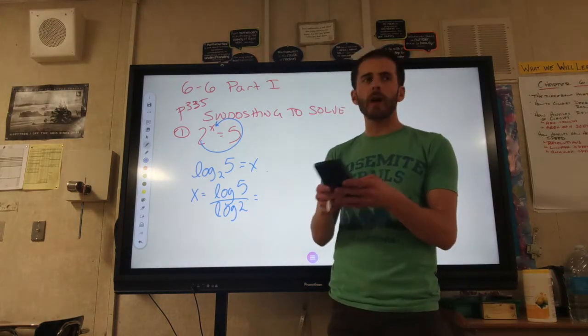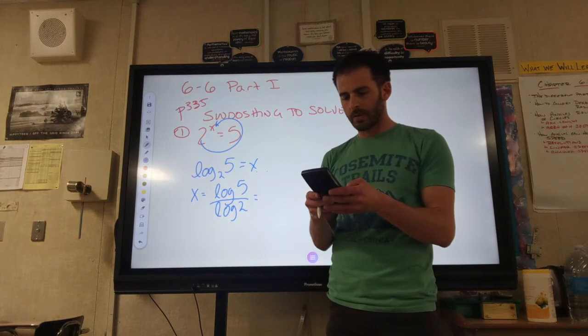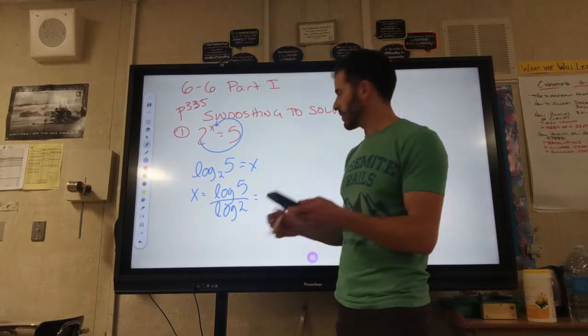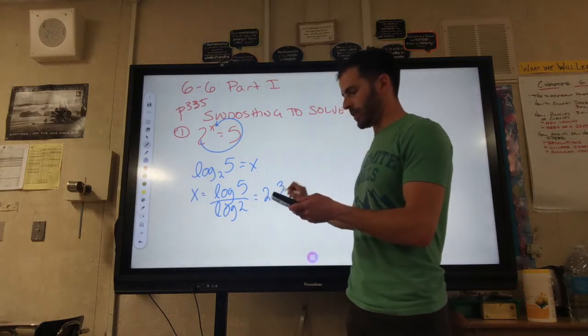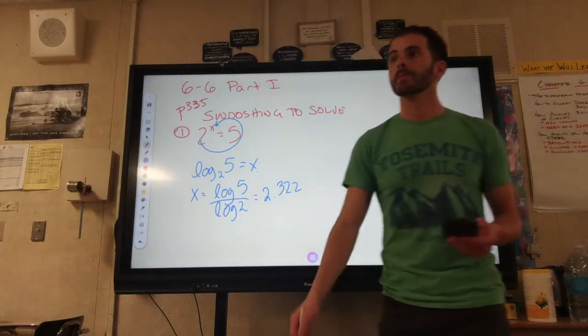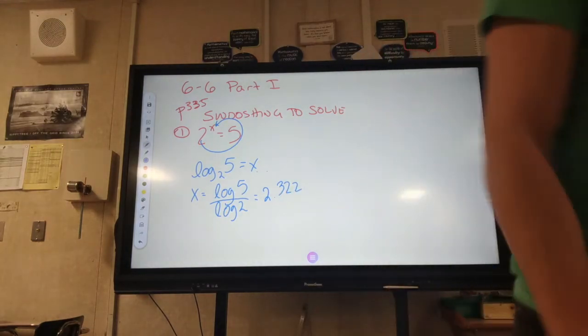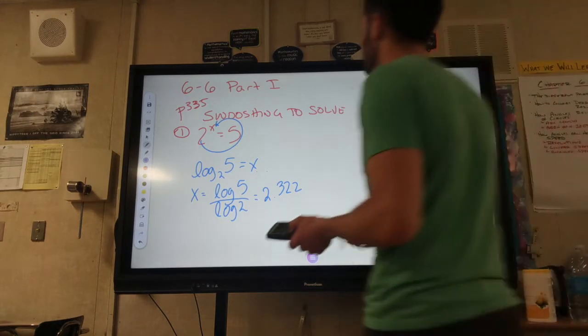Oh, it just says solve. Okay, so round to the nearest thousands. Log of 2. And we should get about 2.322. Cool. All right, so let's do number 2. I think there's an extra step in there.